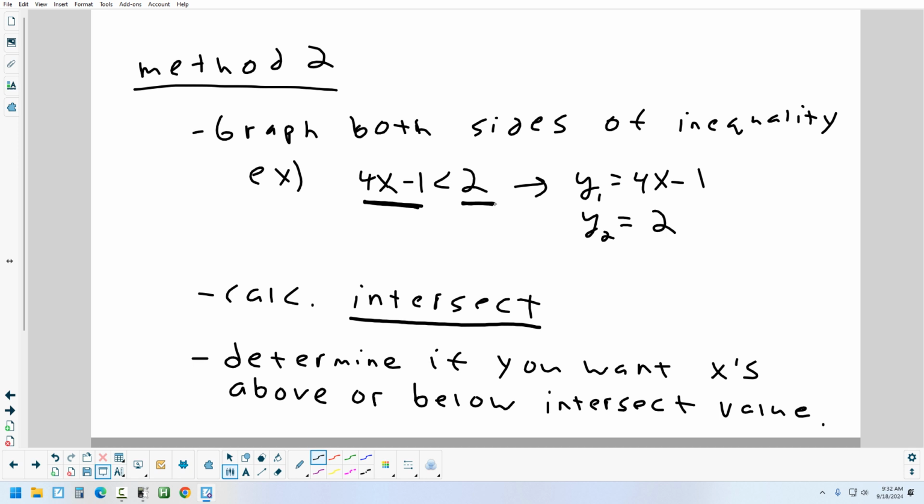Okay, so for 4x minus 1, that's going to be a slanted line. Y equals 2 is a horizontal. I want to know where the slanted line is under the horizontal. Where is the slanted under the horizontal? So let's graph that and see what it looks like.